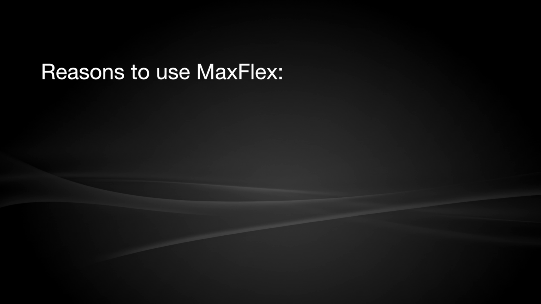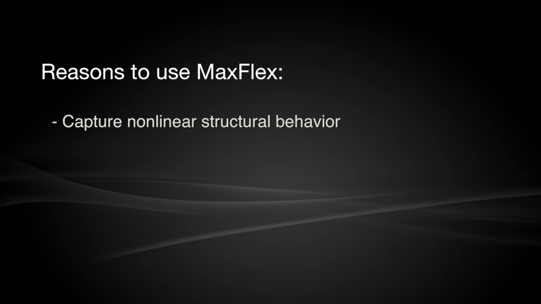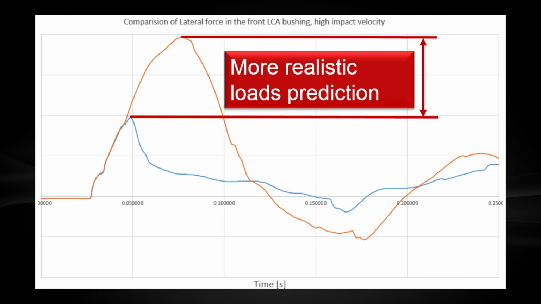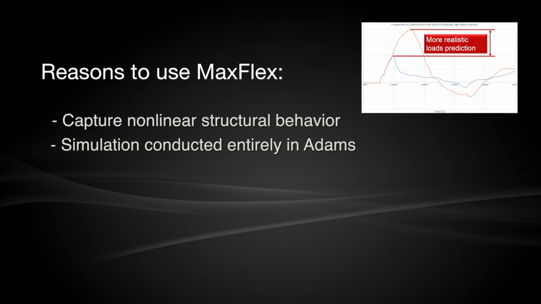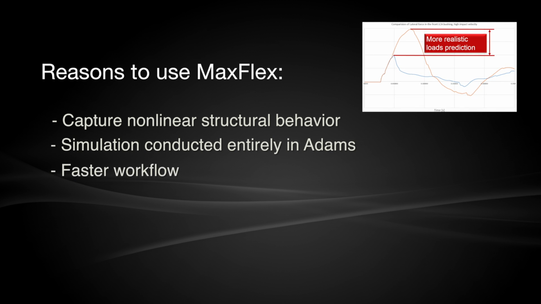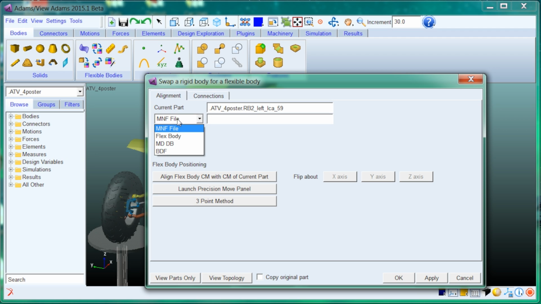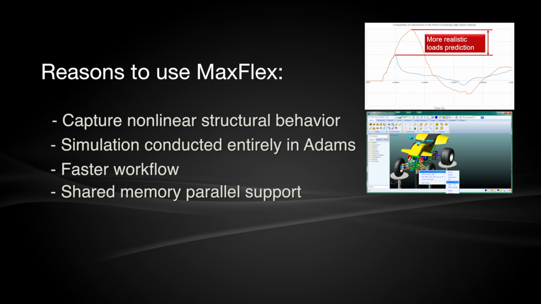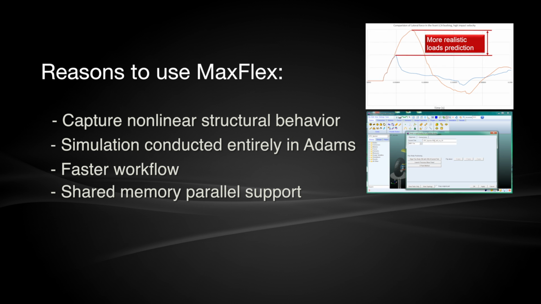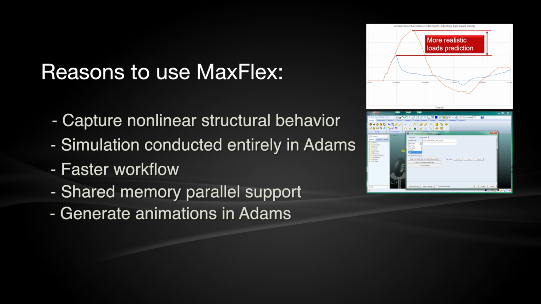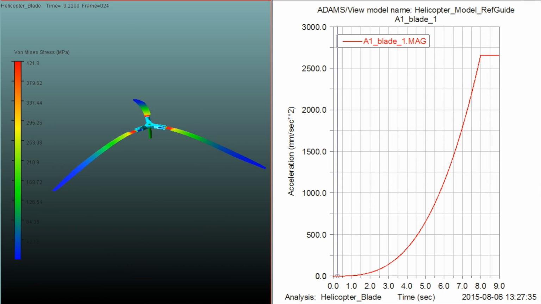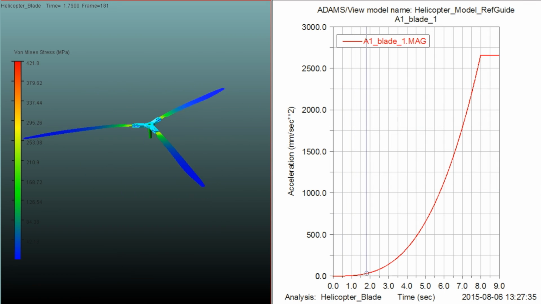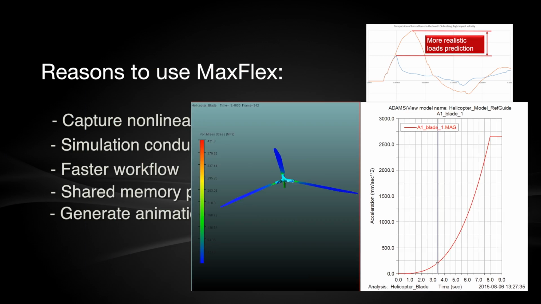Here are some reasons to use MaxFlex. Using Atom's MaxFlex, an MBD analyst can increase model accuracy by including nonlinear structural behavior. Simulation is conducted entirely in Atoms. It's easy to set up models and run simulations with similar workflow as Atom's Flex. There is a shared memory parallel support to increase simulation efficiency. No third-party tool is needed to generate animations with both rigid and nonlinear flexible parts, since it can be done entirely in Atom's post-processor.